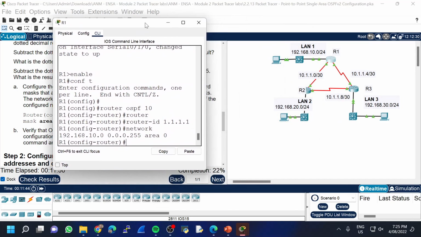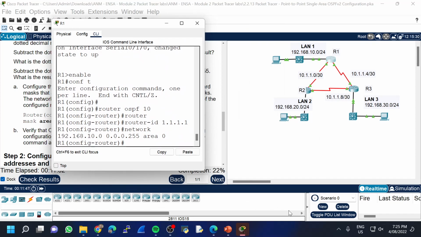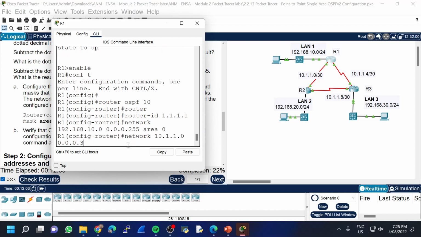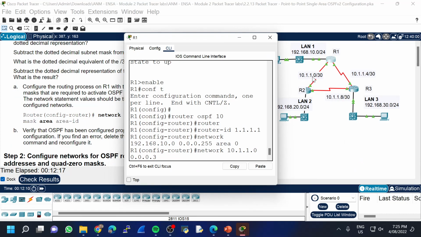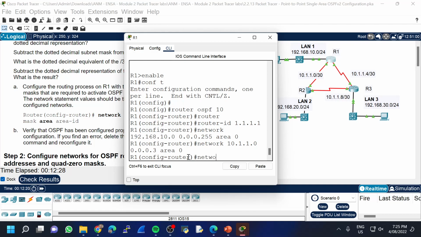How about the second one? Oh, look at that, mate, 22%. Already? That's given, mate. So how about the other two? Network 10.1.1.0. What's the wildcard mask? 0.0.0.3. That's still router 1, isn't it? It's router 1. So 10.1.1.0 and 10.1.1.4. Oh, you gotta put in all the networks. Yeah. Right. Area 0. What else?